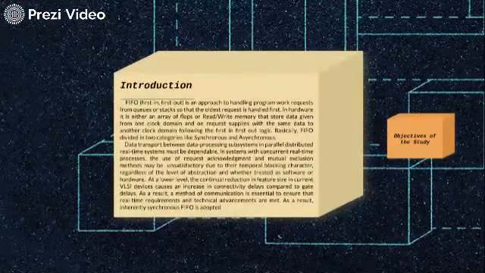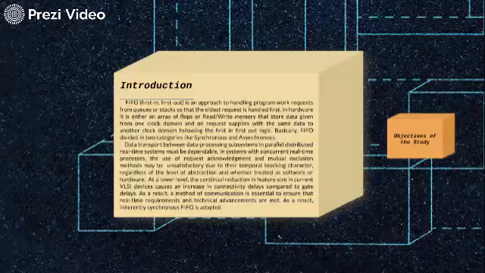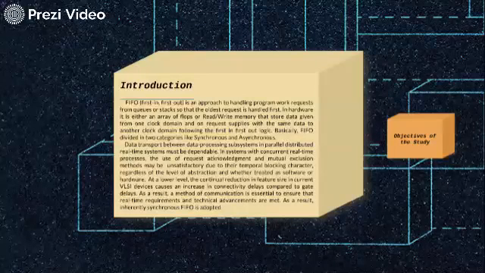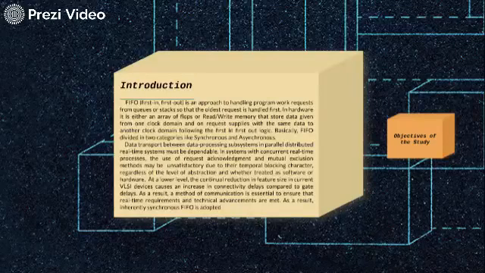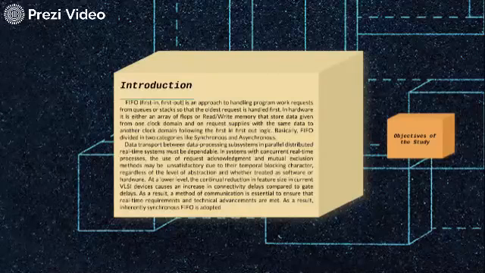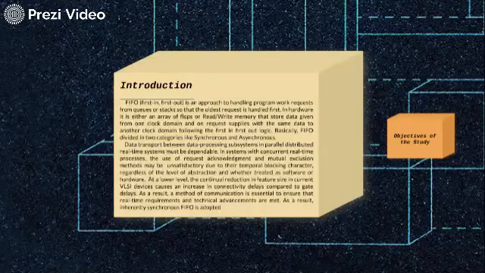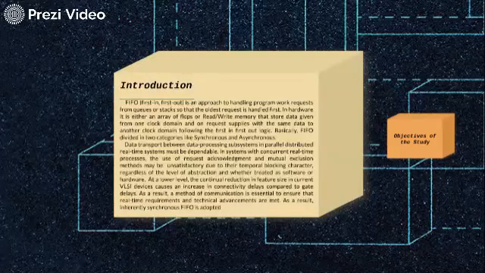FIFO, or first in first out, is an approach to handling program work requests from the queues or stack so that the oldest request is handled first. In hardware, it is either an array of flops or read-write memory that stores data given from one clock domain and on request supplies the same data to another clock domain following the first in first out logic. Basically, FIFO is divided into two categories: synchronous and asynchronous.